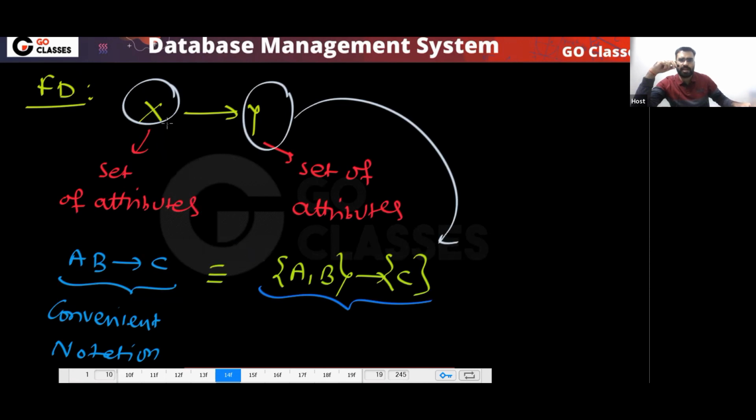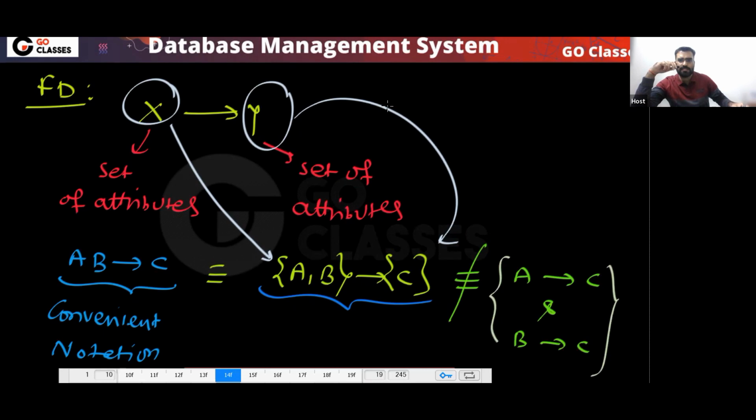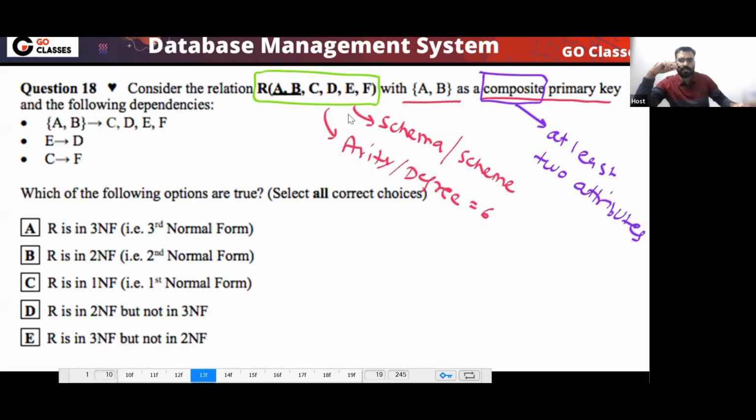Is this clear to everyone? So remember, this is just a convenient notation. Conveniently, we say that AB determines C. This is the same as saying that the set A comma B determines this set. It does not mean that A determines C and B determines C. So remember this point. Here it means that the combination AB determines C, D, E, F.